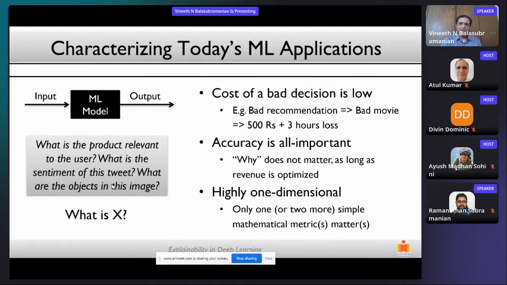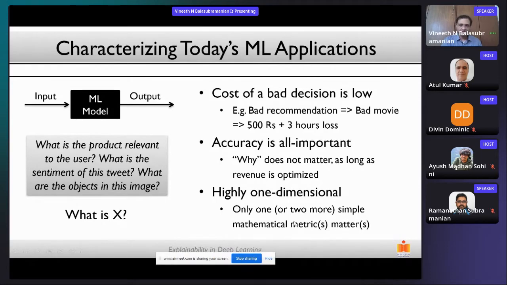And if you observe all these successful case studies of machine learning over the last decade plus, in most of these applications, the cost of a bad decision is actually low. If you have a bad, let's say, movie recommendation or a product recommendation, you perhaps lose 500 rupees, 1,000 rupees, maybe you lose 3 hours if it's a movie, but you don't lose a life, you don't lose an arm or a leg. And accuracy is often considered all important. As long as somebody gets 90% accuracy, somebody else gets 92% accuracy, you consider that to be a good improvement. Papers are written around it, probably patents are made around it, and they probably even translate to product lines at this point in time. This seems like a very one-dimensional way of viewing performance in general.